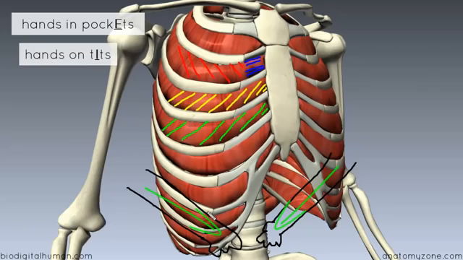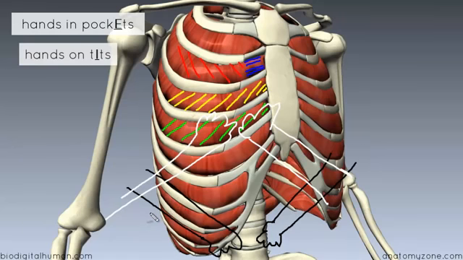So pockets has the letter E in it, so this is the direction the external intercostal muscles would be oriented. And if your hands are on your tits, so another pair of badly drawn hands, then your forearms would be angled upwards and inwards in the same direction as the internal intercostal. So tits has the letter I in it, so the internal intercostal muscles are oriented in the supero-medial direction, the same as the angle of your forearms.